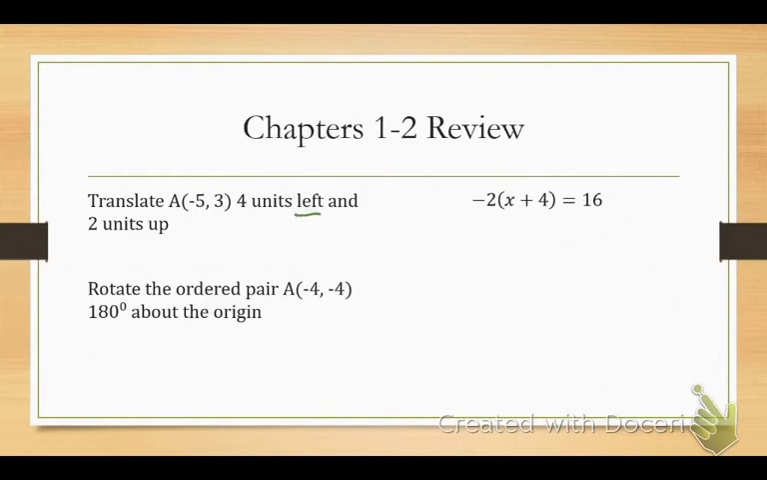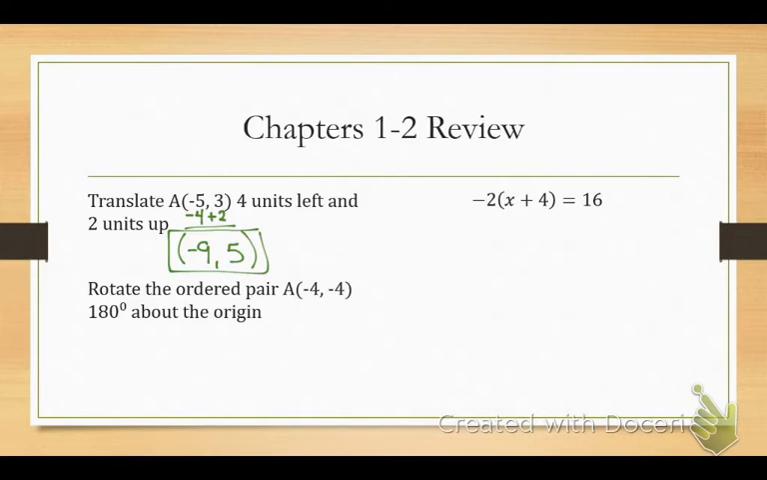Remember, to go left means this is going to affect the x value, which means I must do something to my x value. And if I'm going left, that means to subtract. So this is going to mean to subtract 4 from my x value. And to go 2 units up tells me my y value, and because it's up, that means I'm going to add 2. Okay, so negative 5 minus 4 would give me negative 9, and 3 plus 2 would give me 5. So negative 9, 5 would be my new ordered pair.